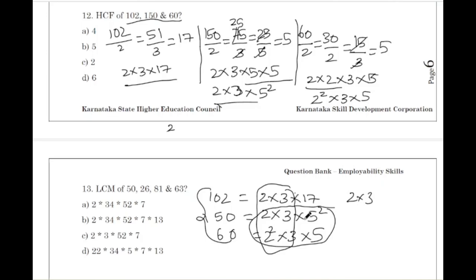As I told, the rule in HCF is that we take the least power. Here it is 2 to the power of 2, but we are supposed to take the least, that is 2, because it doesn't have any power. Okay, 2 into 3 is how much? 6. The answer is nothing but 6. Okay, that is your answer.